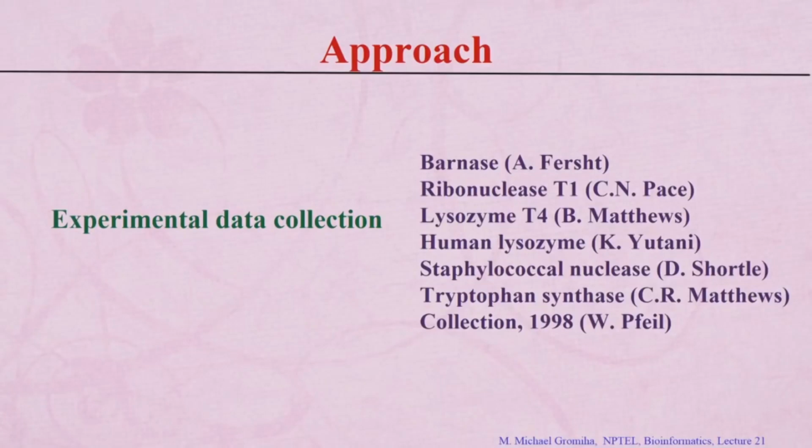Nick Pace is from the University of Texas. He is working on ribonuclease T1, and he analyzed the mutations and showed that hydrogen bonds are important factors for the stability of the protein upon mutation. Then Brian Matthews carried out investigations on T4 lysozyme at 164 residues, and he systematically mutated all 164 residues and analyzed the stability upon mutation.